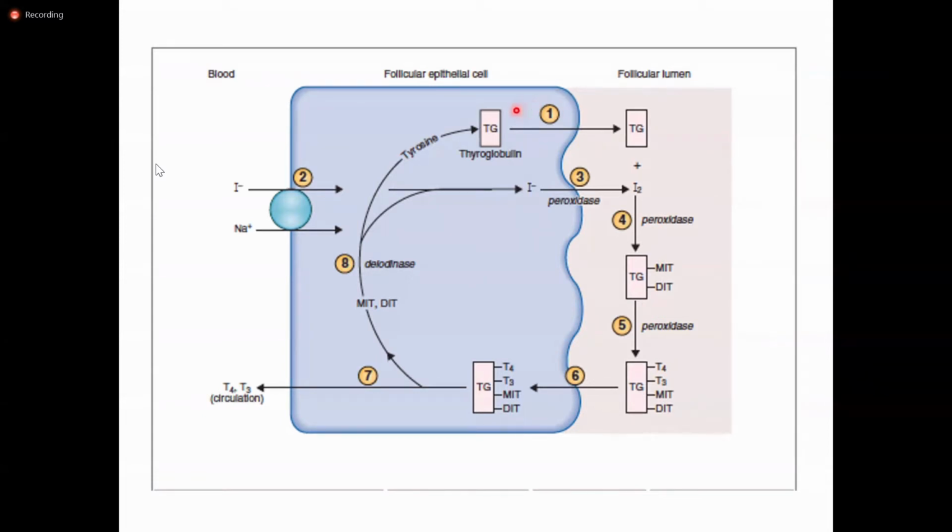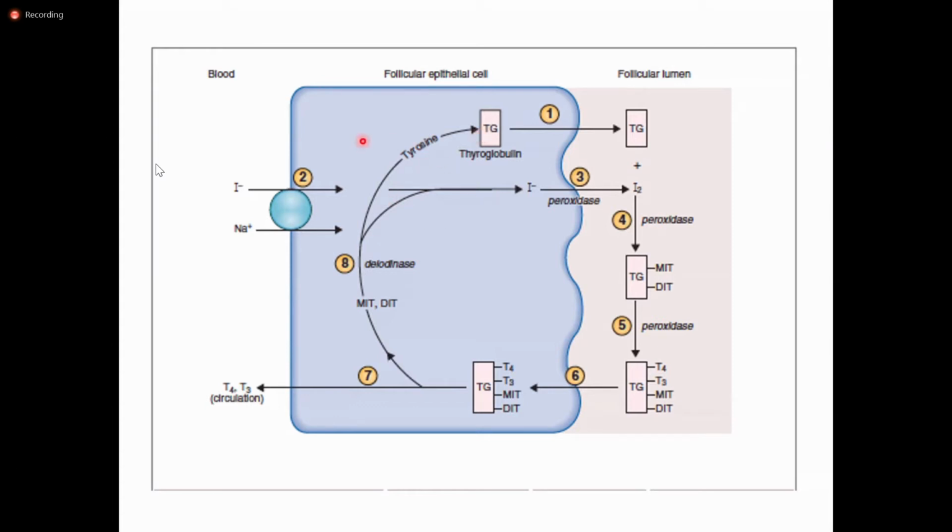So the first step is the formation of thyroglobulin, and thyroglobulin is rich in tyrosine. What you need to understand is that each molecule of thyroglobulin has 70 molecules of tyrosine. So it's very rich in tyrosine as an amino acid. It is synthesized by the rough endoplasmic reticulum of the follicular cells, packaged and converted into glycoprotein, and secreted into the follicular lumen by the follicular cells.